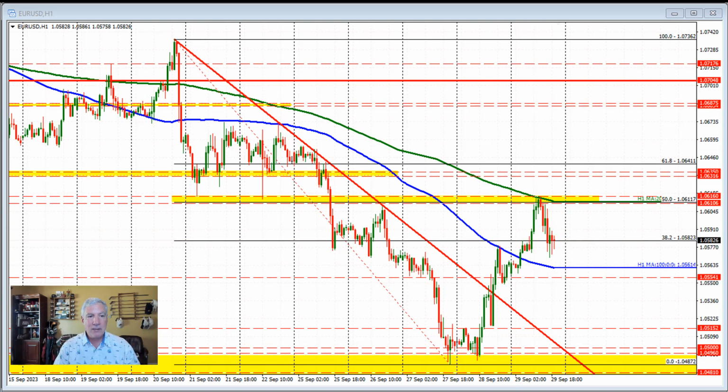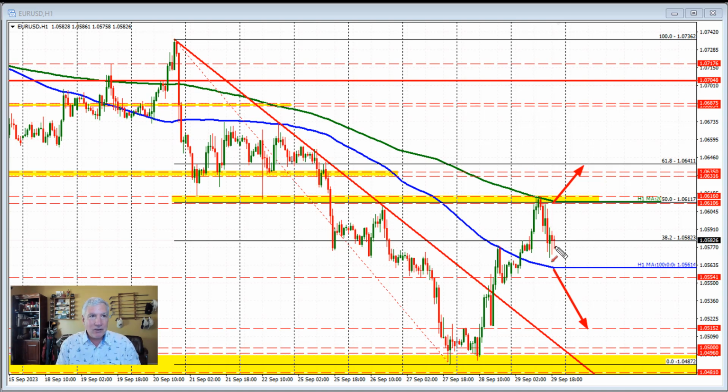Conversely, we could see a break, and this is going to make these levels the barometer going forward. If the price breaks above this cluster of resistance up here near the 1.0610 or 11 level, that's going to be more bullish for the euro versus US dollar, and we look for further momentum in the direction of the break. Conversely, if we can't get above that level and start to move back below the 100-hour moving average, you've got to think that the sellers start to take more control.